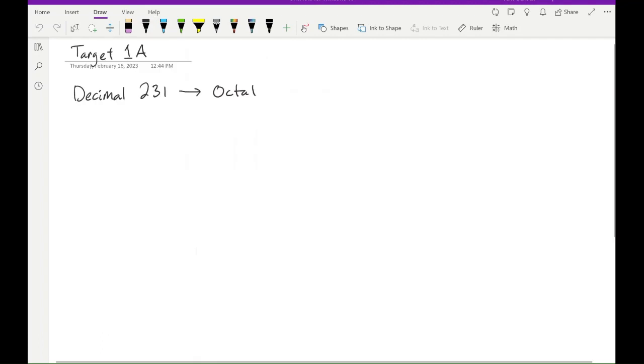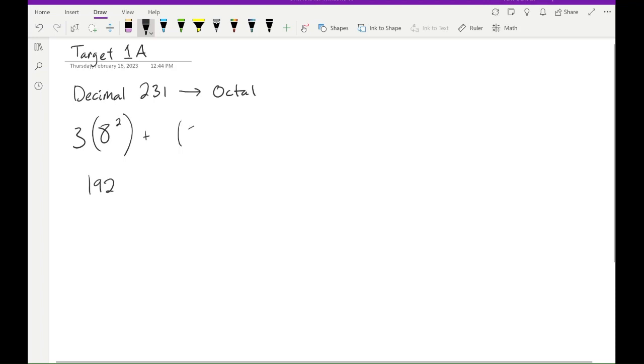Now I will be converting decimal 231 into octal. So first I'm going to find the highest exponent that I can take 8 to get the closest to 231, which is just squared this time. And 8 squared is 64, and of 231, only 3 64s will fit into that, which is 192.